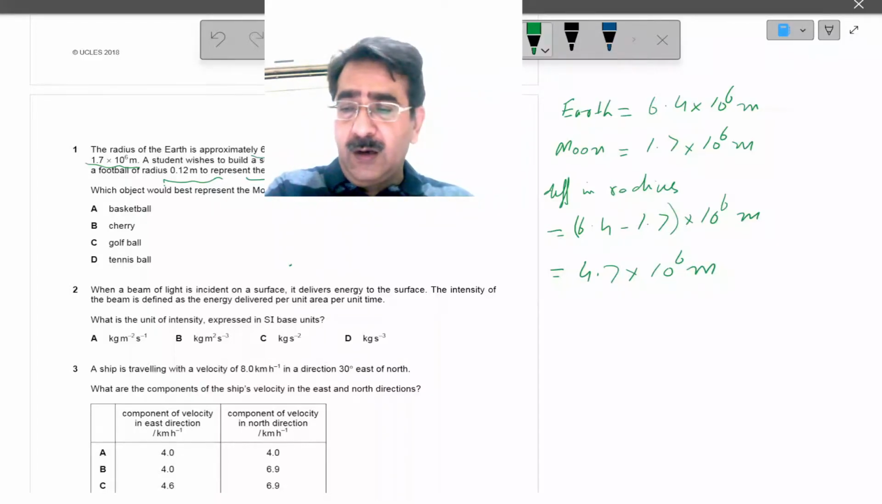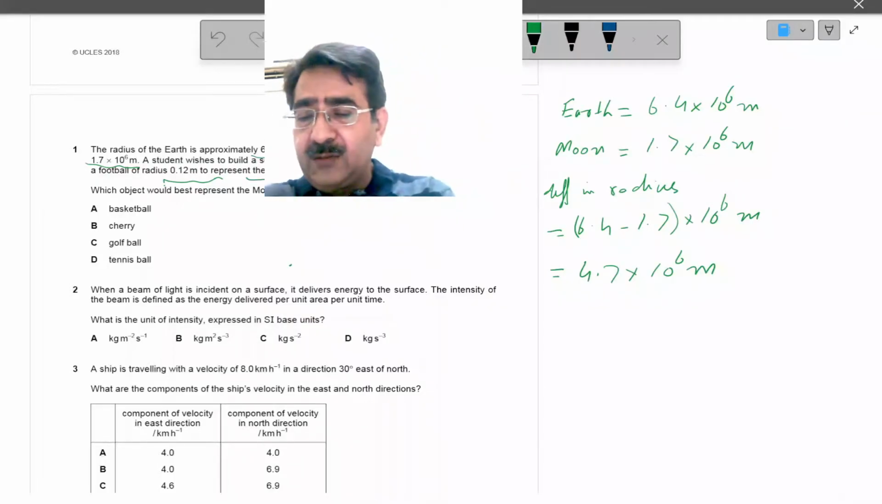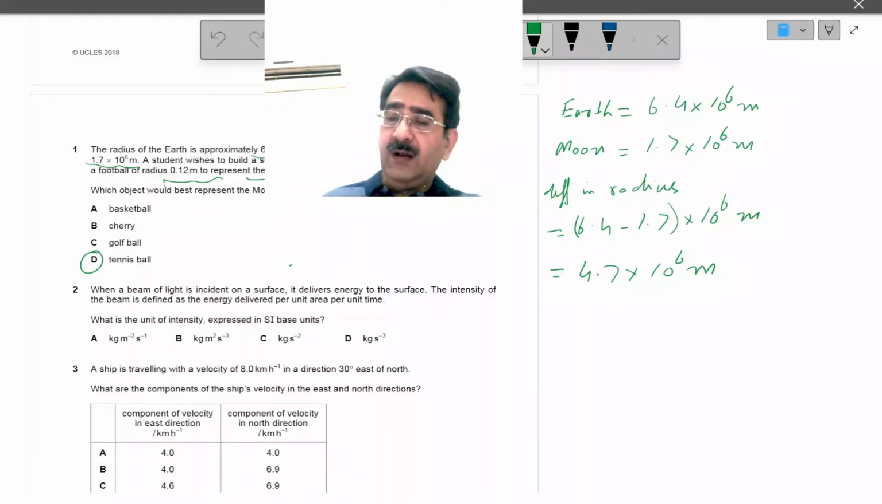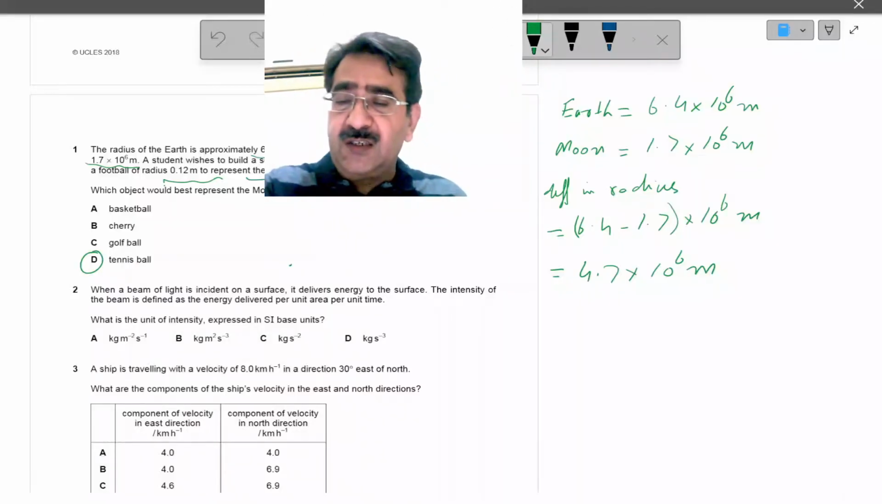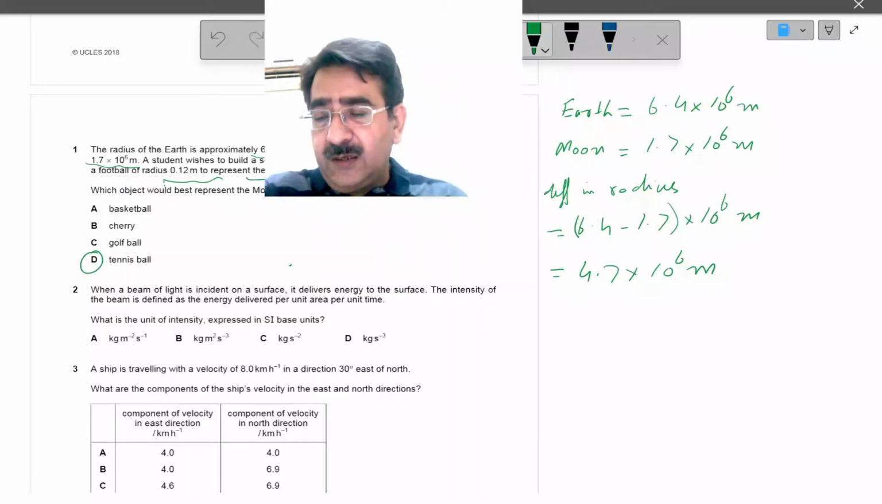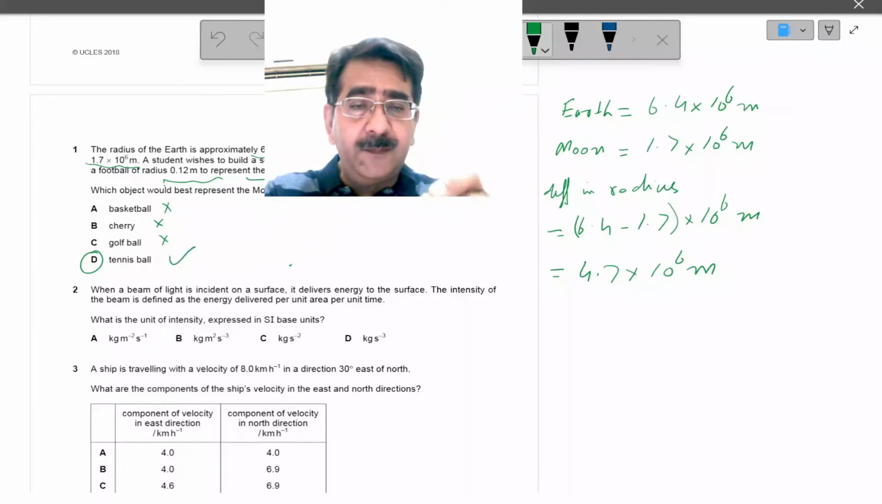So which object would best represent the moon? If the football is representing the Earth, then a tennis ball will be the best representation of the moon from the given choices. So A is not right, B is right. So B will be the answer.